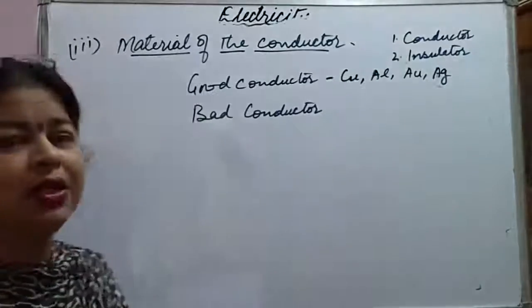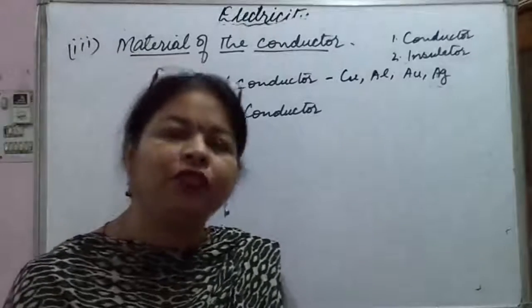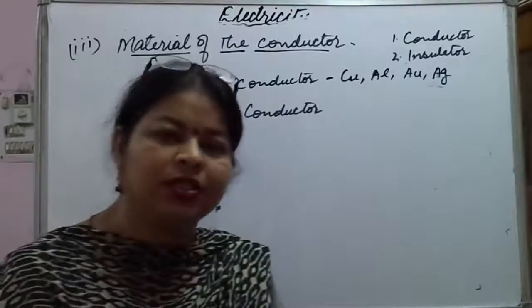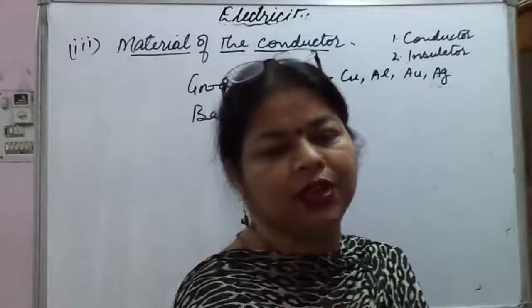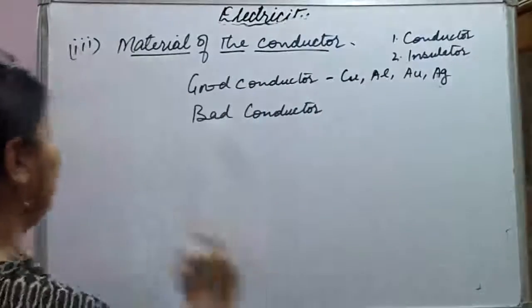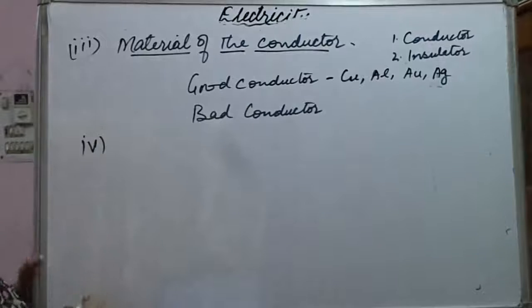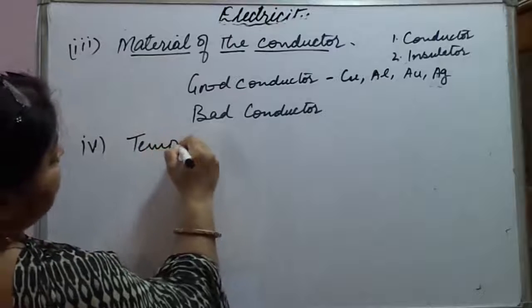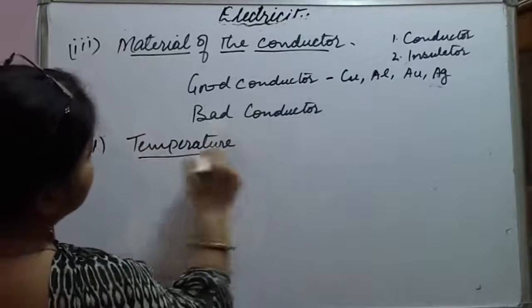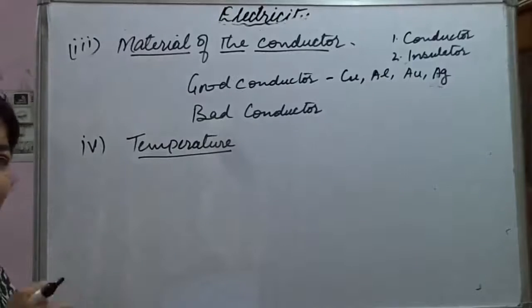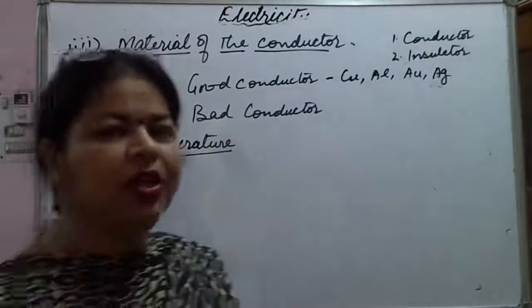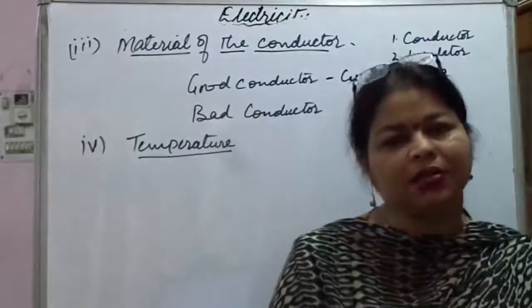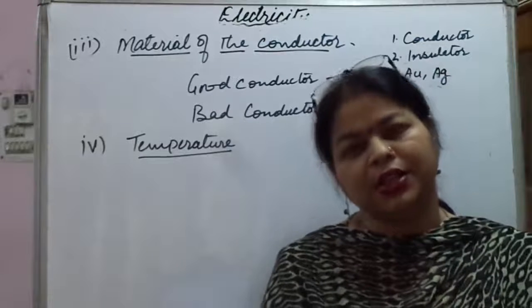In the same way, bad conductors, like iron, do offer resistance, and compared to good conductors they offer more resistance. So this is the next factor. Then comes temperature, the fourth factor on which the resistance of a conductor depends. The more the temperature, the more the resistance, and the less the temperature, the less the resistance. With rising temperature, the resistance of a metal increases, and it decreases with decreasing temperature.